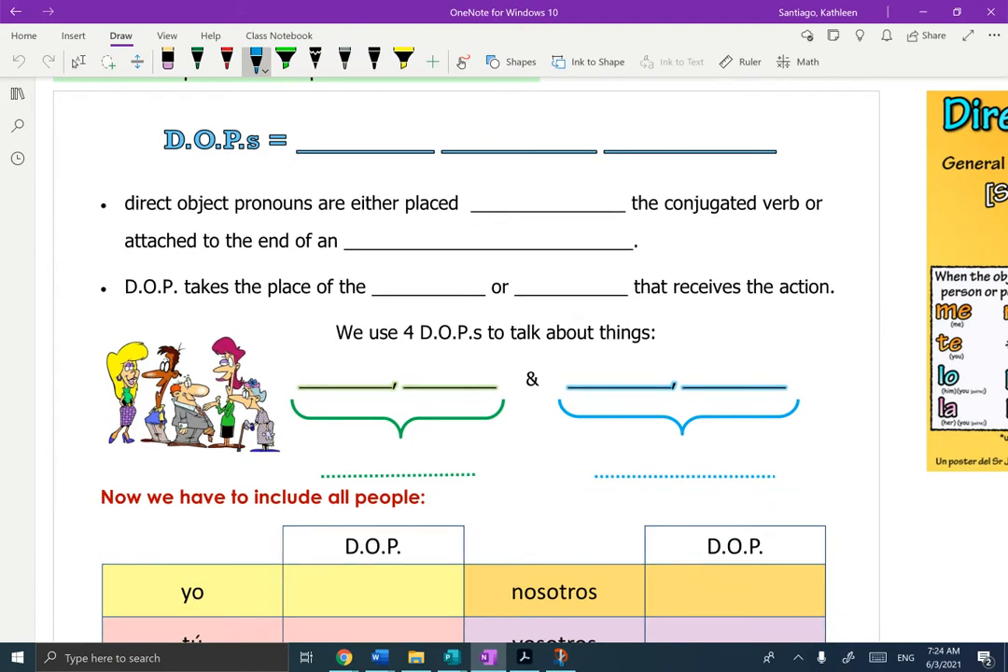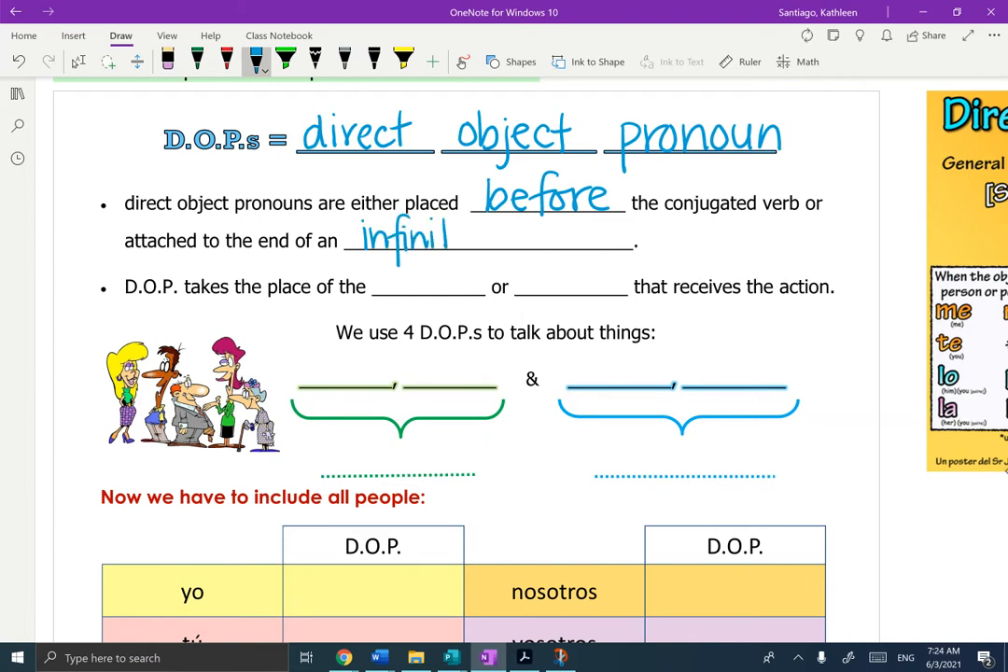DOP, what does it stand for? So the DOP is the direct object pronoun. Just to review, the direct object pronouns are either placed before the conjugated verb or attached to the end of an infinitive verb. Now remember, the infinitive verbs are the verbs that end in AR, ER, or IR.